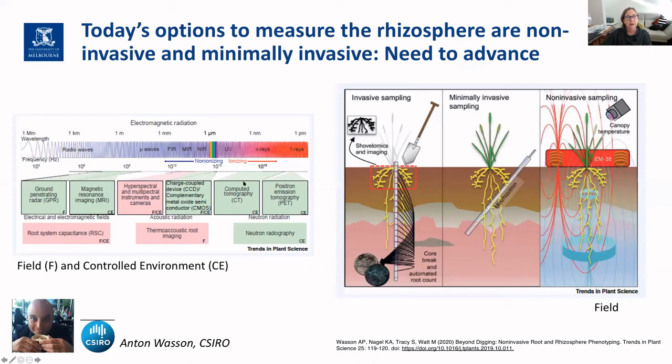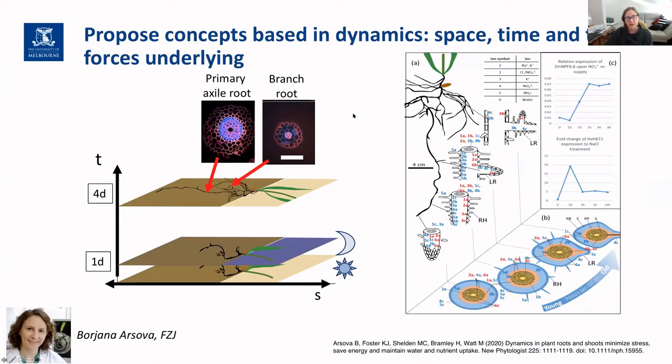So first what I'll point out is that it's very important, in my view, that we propose concepts that are based on dynamics, space, time, and the forces that are underlying the changes in roots, microorganisms, and elemental flows, carbon, water, and nutrients in the rhizosphere, because these are changing over time.